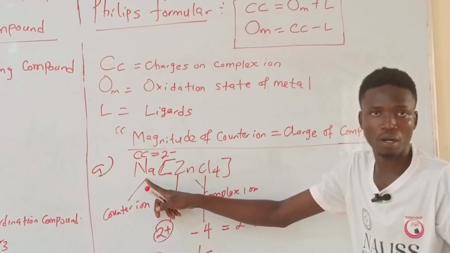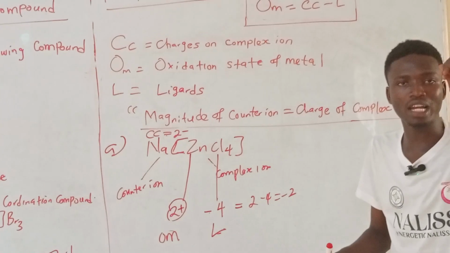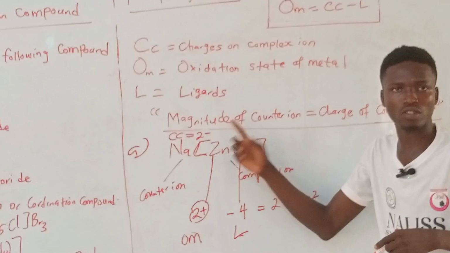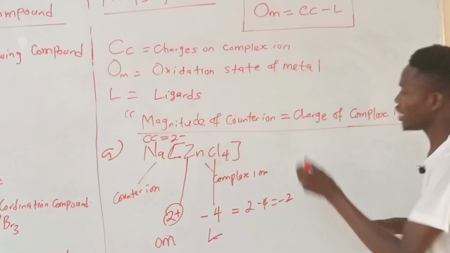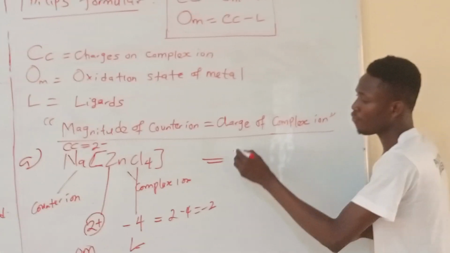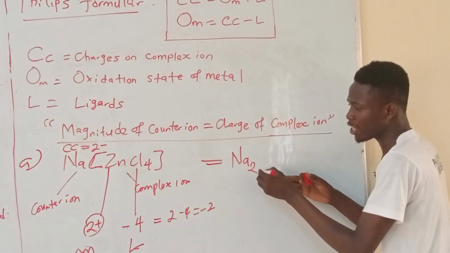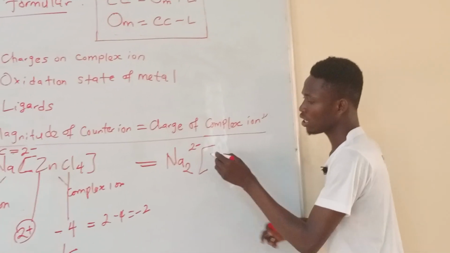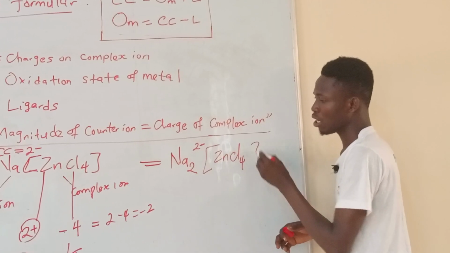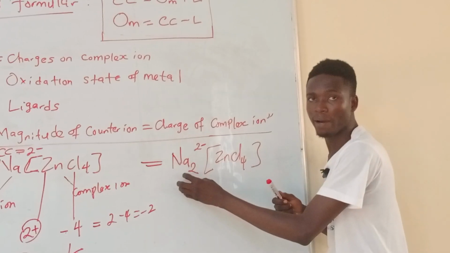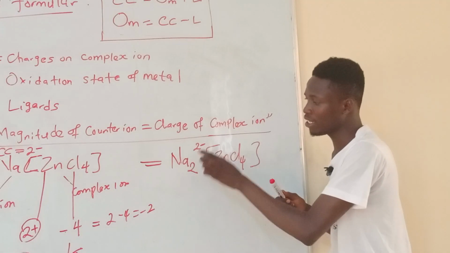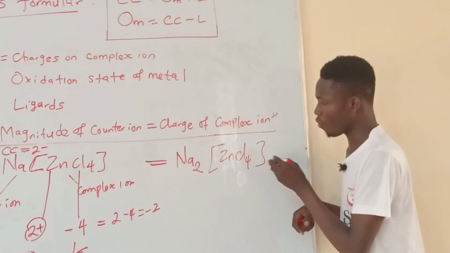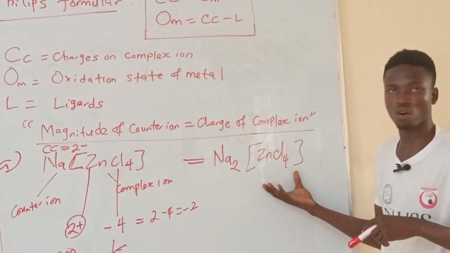Sodium is positive, but sodium is a group 1. It only has plus 1. So 1 sodium is plus 1. And since this is 2 minus, that means I need 2 sodium. That means the actual and correct formula that you're supposed to have is Na2, that is countering your 2 minus, which is on your complex ion. But once you have put the required number of sodium, this does not really need to show. So this is the correct representation of this compound.